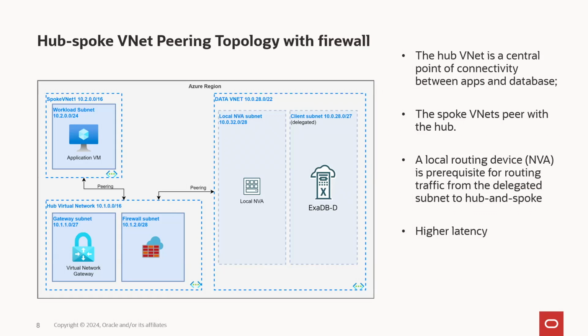Other than this, I think this is a bit of a higher latency compared to the previous two scenarios, that is direct peering, and co-location of the application subnet and ODAA. The next slide, please.